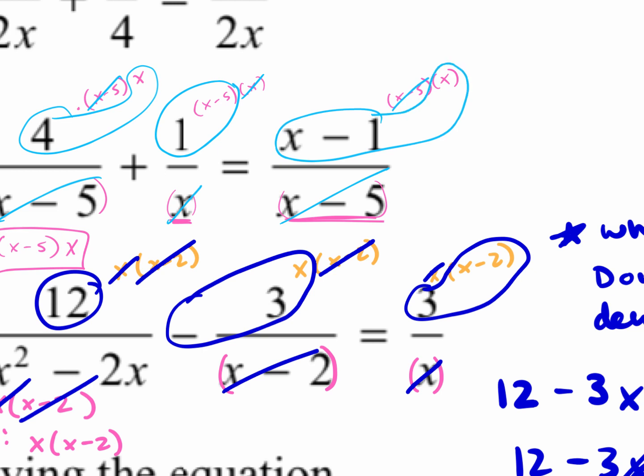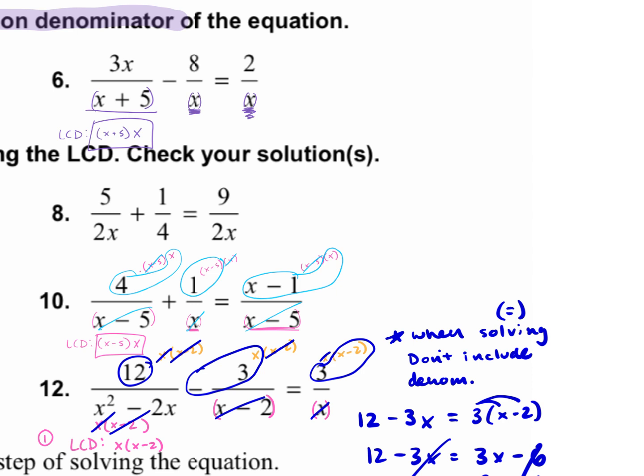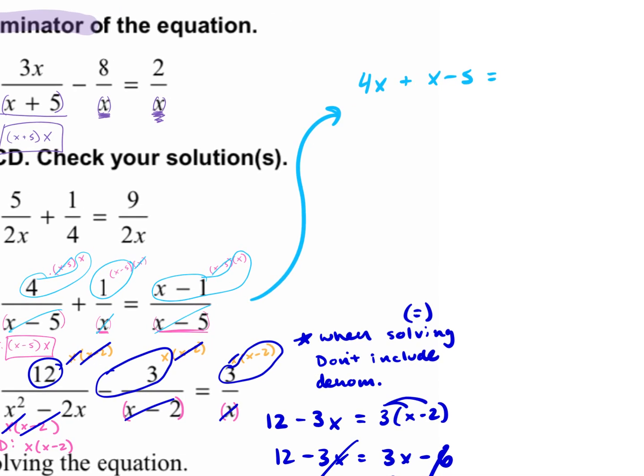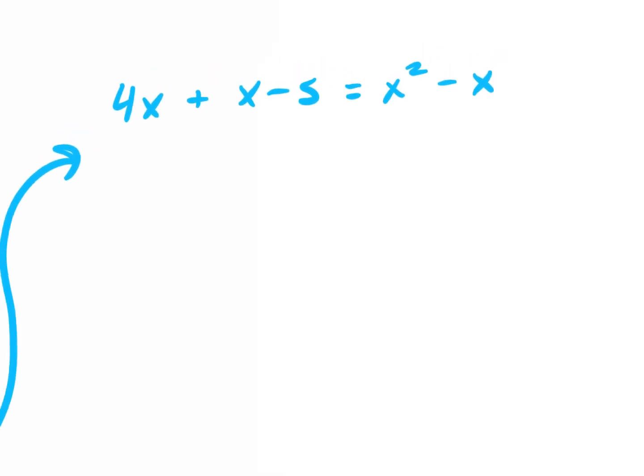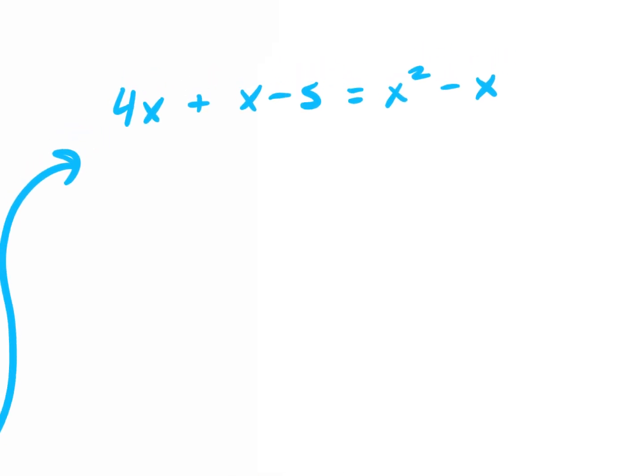So let's write all of this out. So I'm going to do it all on the side over here. So when I multiply, I get 4x plus x minus 5, because 1 times x minus 5 is just x minus 5. And then here I'm going to distribute the x. So it'd be x squared minus x. Everybody with me so far? Good here. What would I need to do next?